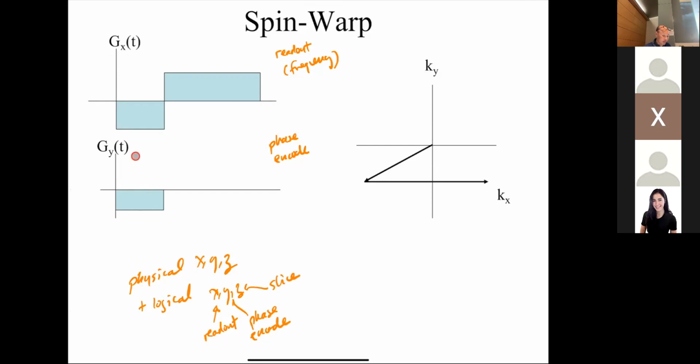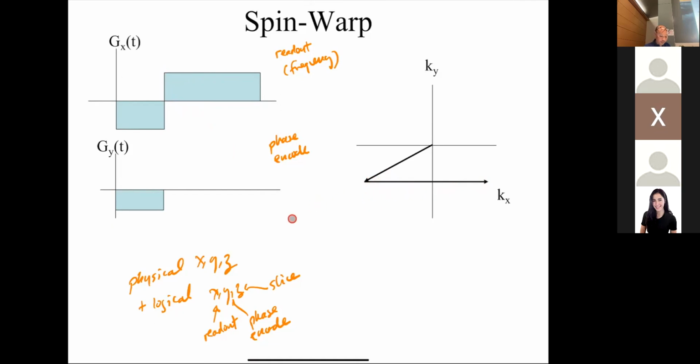So let's see what this gradient does. Initially they're both negative, so that's going to take me out to a negative part in K space because I'm accumulating negative area. So this takes me out to here, and now I turn off the Y gradient, so I'm not going to move along the KY axis anymore. Then in this part here, I just move along the KX gradient, and as I do this, I'm going to be reading out my data. So this is going through a line in Fourier space now.